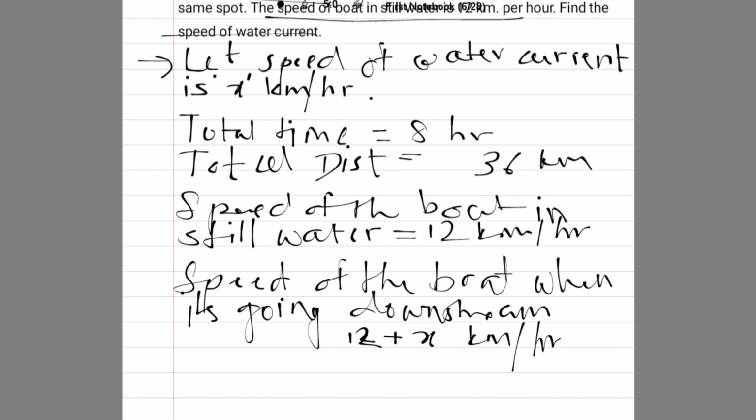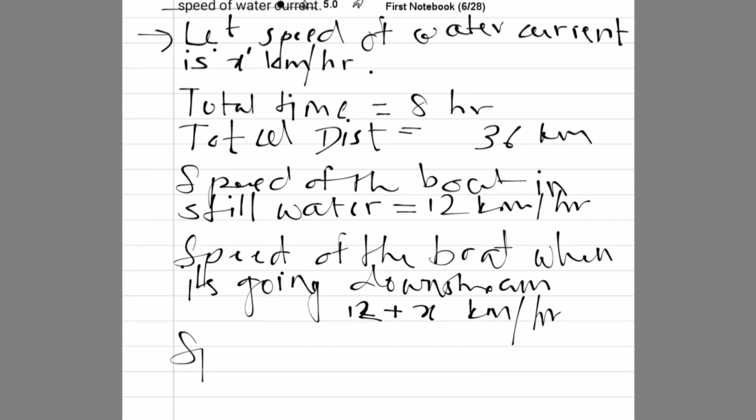Now if it is going upstream, the flow of the water will oppose the boat speed, right? It is going downwards and the boat is coming upwards, so they are going in the opposite direction, so it will definitely decrease the speed of the boat. So the speed of the boat when it's upstream is 12 minus x. Now why have I taken that minus x? Because the speed of the water will remain small, right? Because the speed of the water cannot be more than the boat, right?